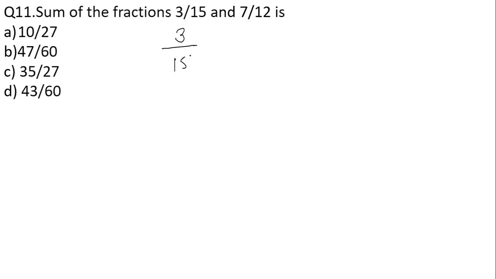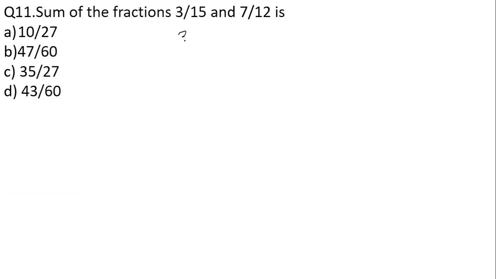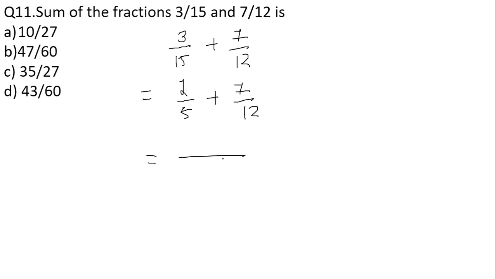I am going a little bit fast due to time issues. Okay, so here the LCM came 60, how I have told you. You can even take it directly, but I am taking it by simplifying it, that is 3 5s are 15 plus 7 upon 12. So the LCM for 5 and 12 is 60.